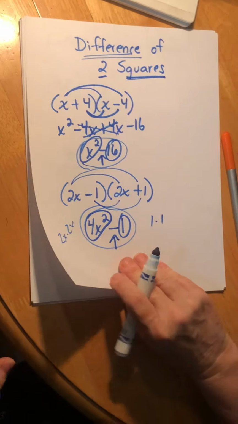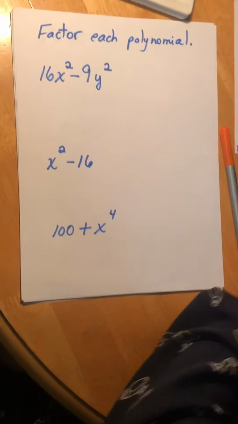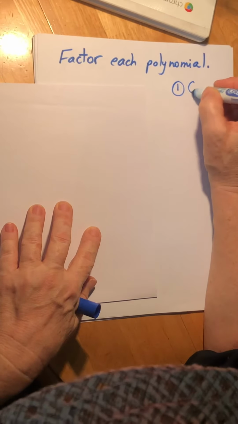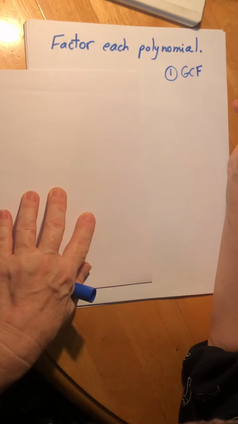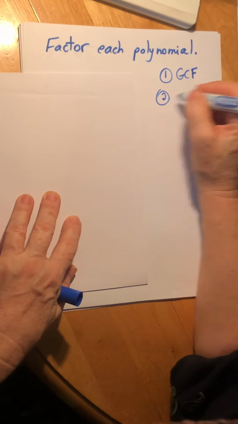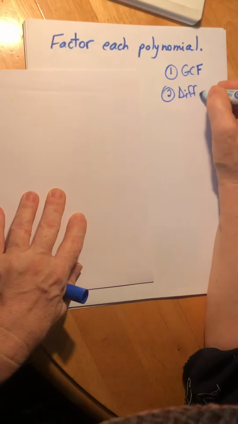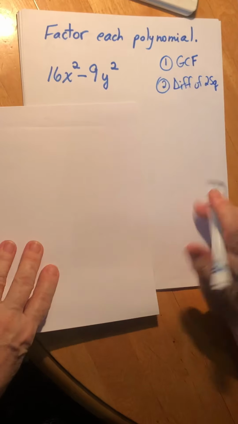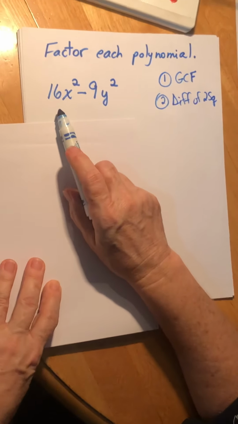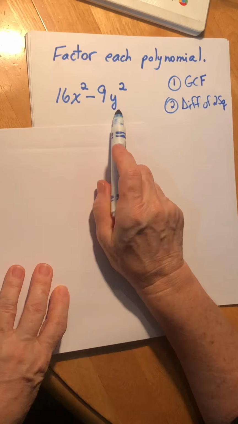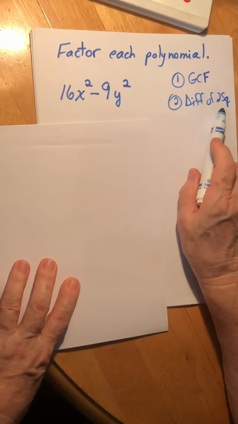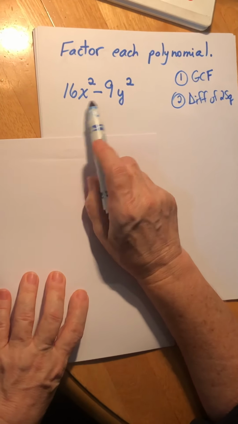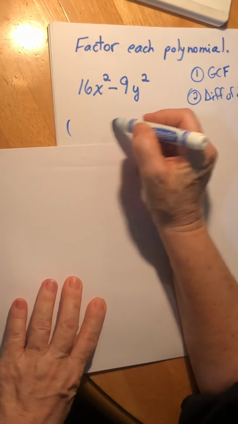All right, so keeping that in mind, let's factor. I always look first at what you learned first. Do I have a greatest common factor? If I don't have that, then I see if it's a difference of two squares. So let's check this one out. Do you have a greatest common factor between 16 and 9 or x squared? No, there's nothing. So let's see if it's a difference of two squares. Is it a difference? Yes, it is a difference. Of two perfect squares? Well, I think so.